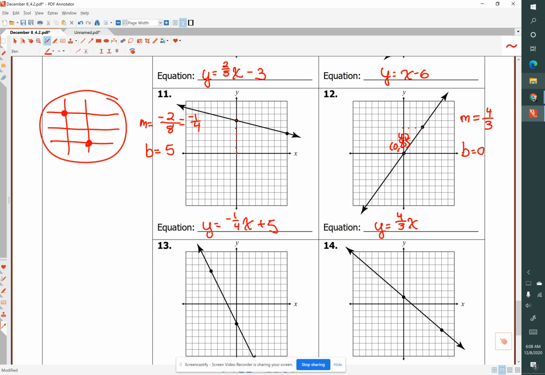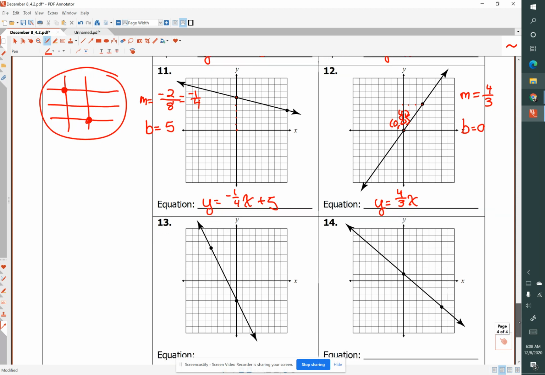That's it. We don't have to put plus or minus 0. We just stop right there. That's our final answer.